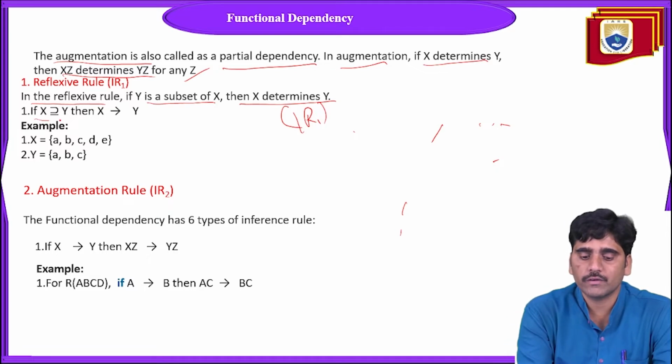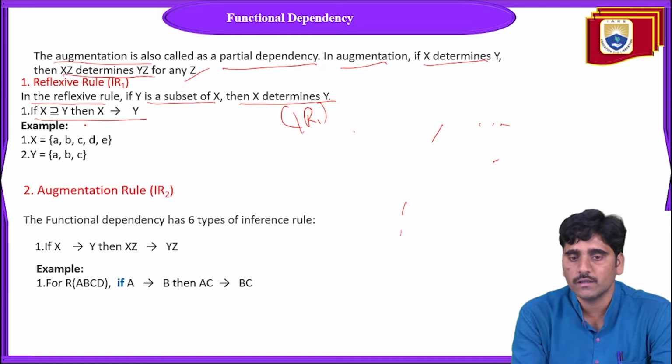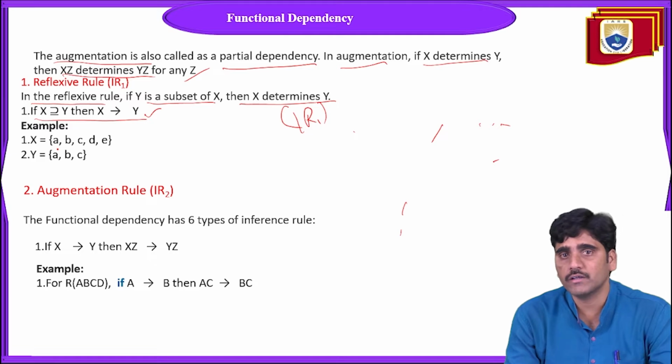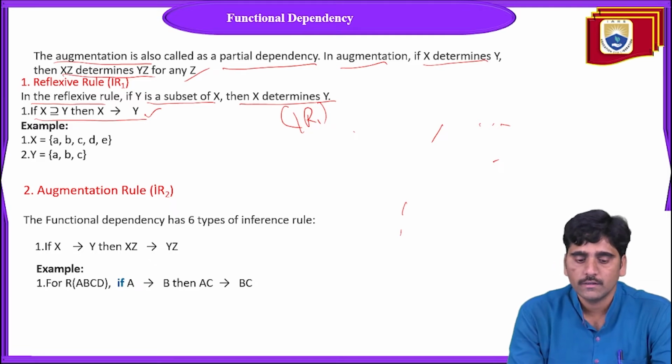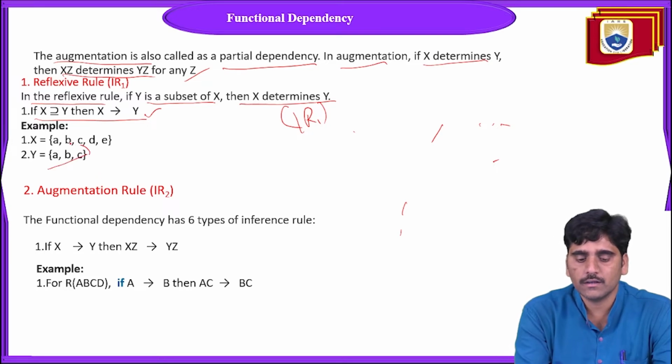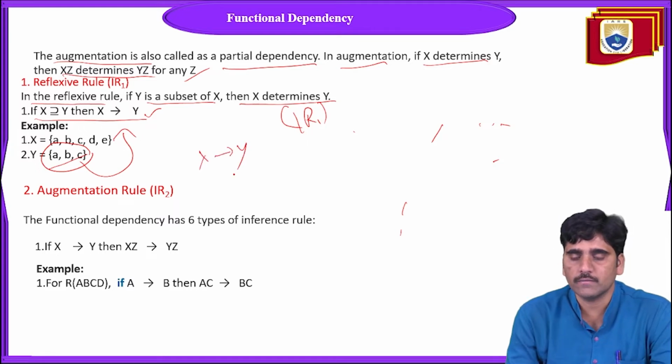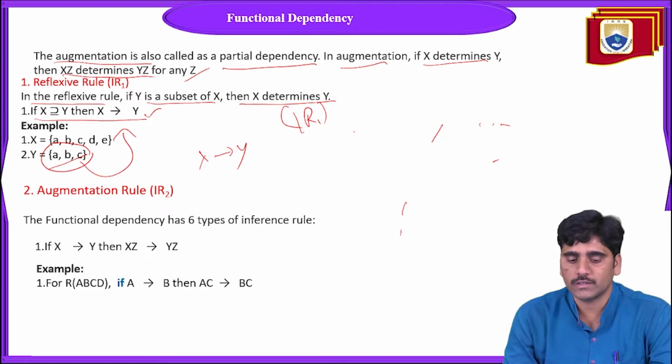Symbolically, we can write: if Y is a subset of or equal to X, then X determines Y. For example, if X has the values a, b, c, d, e, and Y has a, b, c, then indirectly Y is a subset of X, so X determines Y. This is one rule that applies on the attributes of the table.